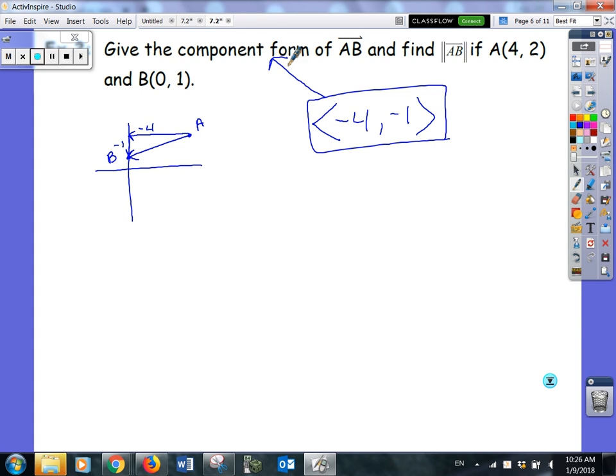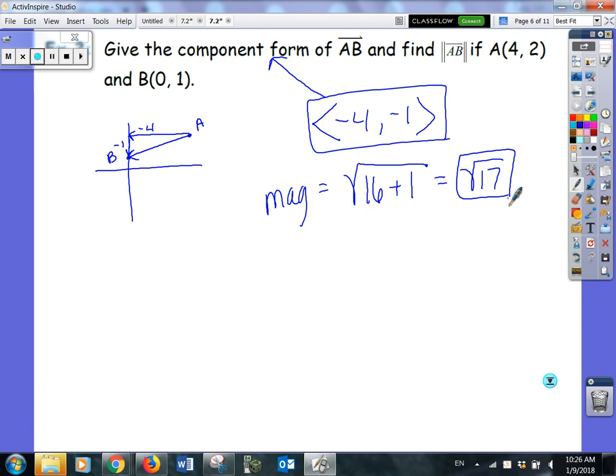Then find the magnitude. Remember those two little lines on the outside of the vector means magnitude. So the magnitude is going to be the square root of a squared, which is 16, plus b squared, which is 1. So our magnitude is the square root of 17. And eventually we're going to use this stuff to actually do application, real life problems. But you need to know how to find all of these things first.